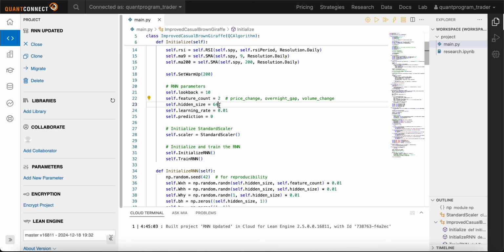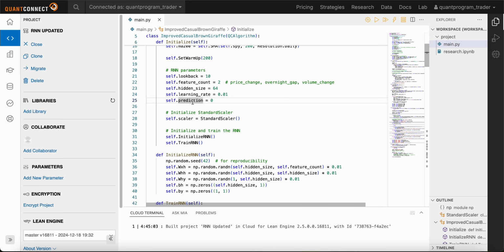So you've got the hidden size. So remember I said the 64, 128, the vector sizes, the memory vector. So that's kind of dictated here. Then the learning rate is dictated. And then initially the prediction is set as 0 because that's what we're going to find the value of. Is the prediction going to be positive or negative, to go long or short?